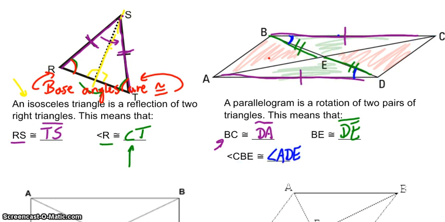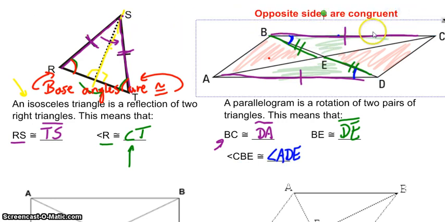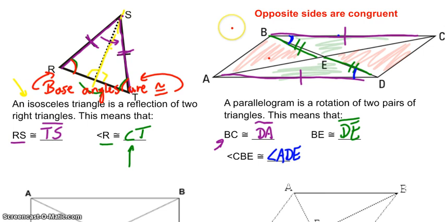Now we've just learned a few things about parallelograms. The first one is that opposite sides are congruent. What I mean by that is these sides we talked about in purple, opposite sides, are congruent. And these sides here I'm marking in red are also congruent.